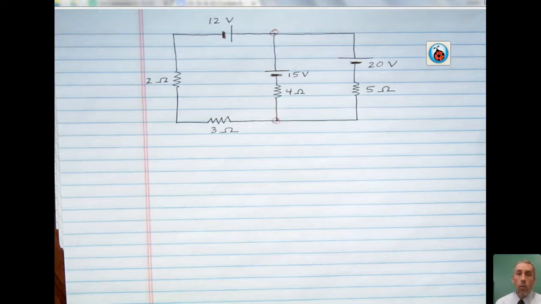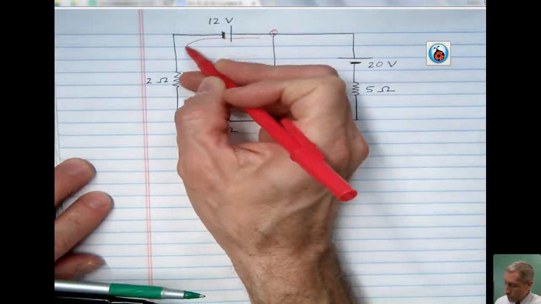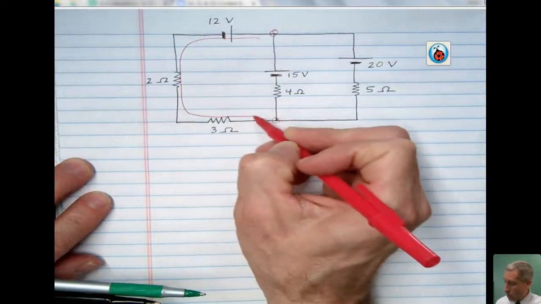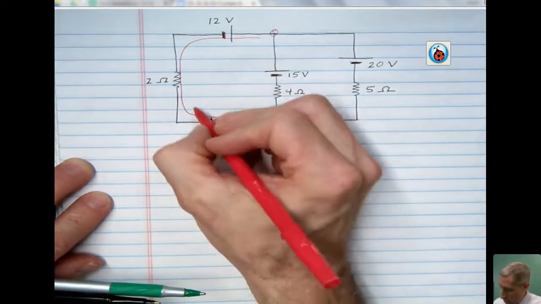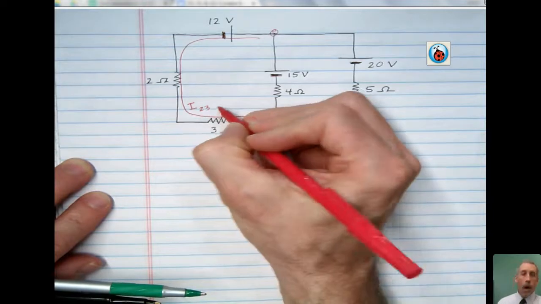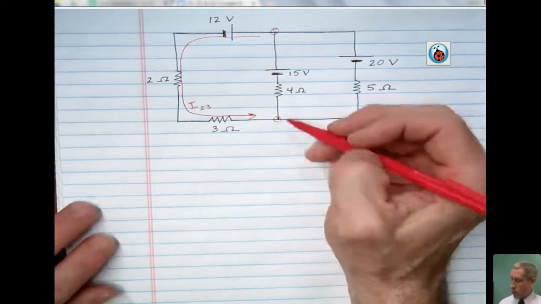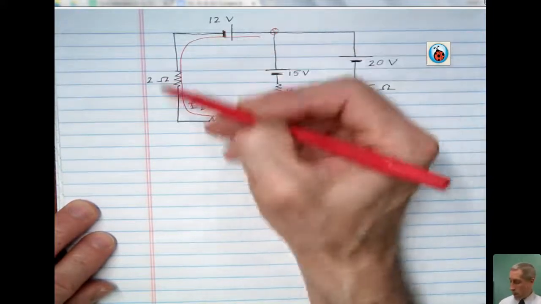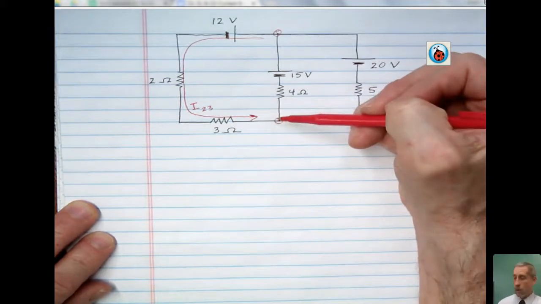There's no way that we would know at the beginning of a problem which way the current is supposed to go. So I'm going to randomly pick that in this branch on the left, I'm going to imagine current going in a counterclockwise fashion, and I'm going to name it after the resistors it flows through. So that's I23, because it flows through a 2 ohm and a 3 ohm resistor. Just note that that's between this junction and this junction here. It does not include anything here. That's a different amount of current.